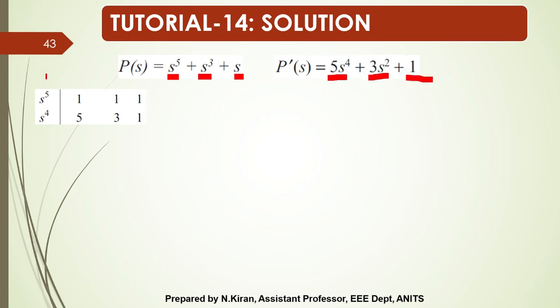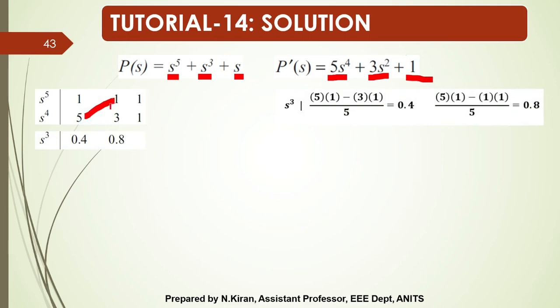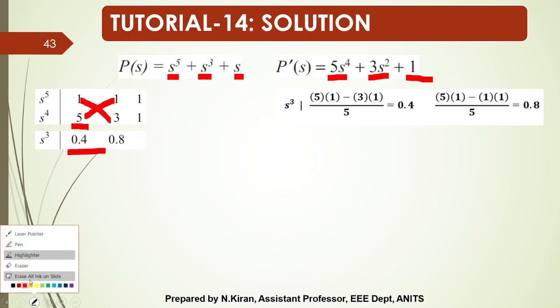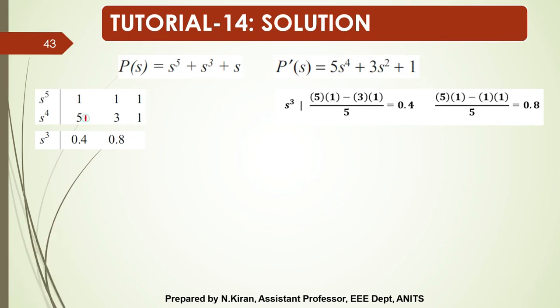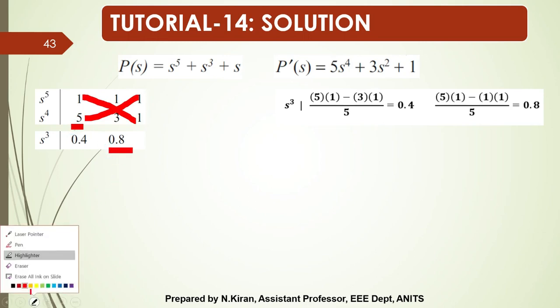Next, to get the elements corresponding to the row S cube, using the formula 5 into 1 minus 3 into 1 divided by 5, which will give me the first element of the corresponding row S cube, which is 0.4. In order to get the second element, 5 into 1 minus 1 into 1 divided by 5, which will give me 0.8, the second element in the corresponding row of S cube.